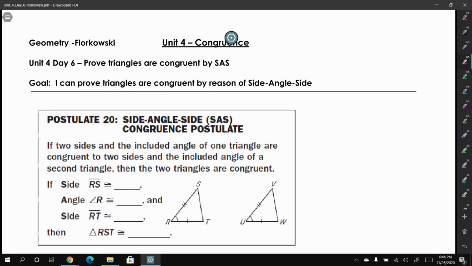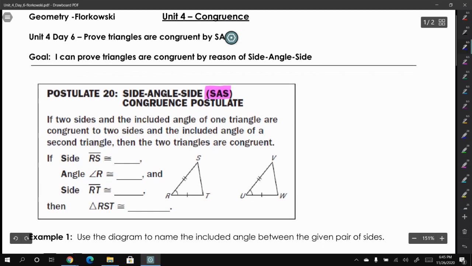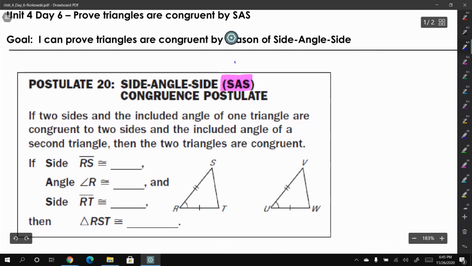The other day we talked about side-side-side congruence when it came to triangles, and that was the most basic one and usually the easiest to see. The next one we're going to talk about is called side angle side, or SAS for short. And it's important to point out that the A is in the middle of the two S's.